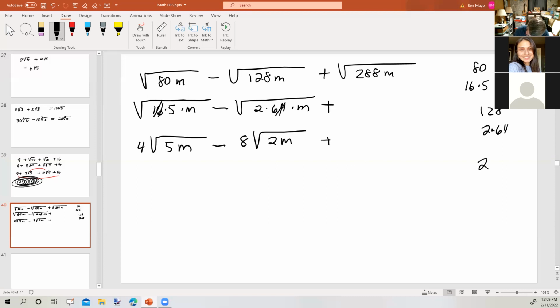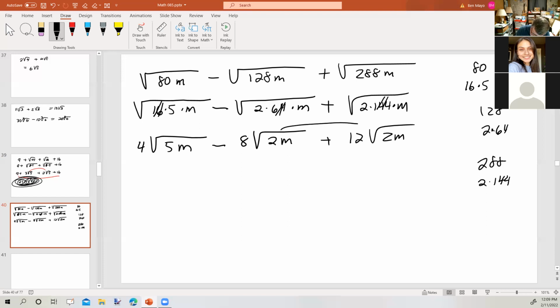Plus 288 is 2 times 144. 144 is 12 squared. So the square root of 144 is 12 times the square root of 2m. So I've simplified the 3 radicals, but only these last 2 are alike. So I've got 4 square roots of 5m plus 4 square roots of 2m, because minus 8 plus 12 is plus 4. You see that?